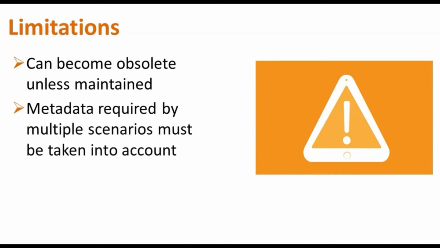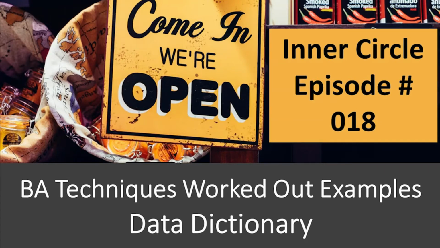And you must consider different scenarios. You can't only have a happy path scenario and maintain the data dictionary for that. You need to look at exception scenarios as well and capture the data for those as well. And of course, as we said, it needs maintenance. Before we jump into the data dictionary, let's take a quick look at our project context video, and then we will come back and discuss a worked out example based on our own project.